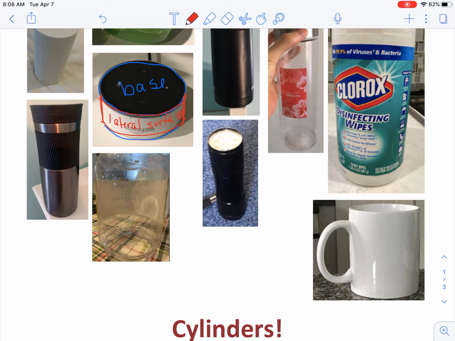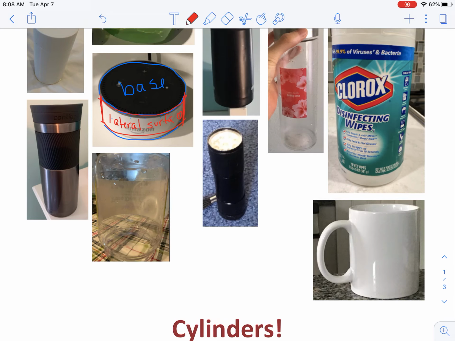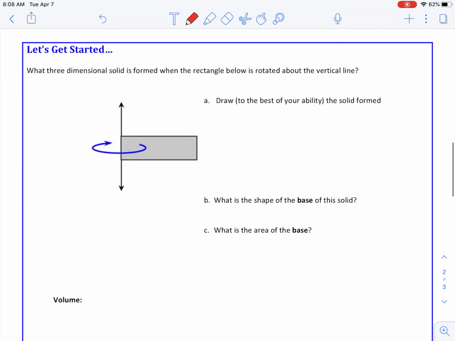I know the pyramid was impossible for some of you. I don't even know if I can find one around my house, but I'm still looking. Okay, so this should be no surprise, but I want you to think about it. Oh my goodness, everybody's posting at the same time.